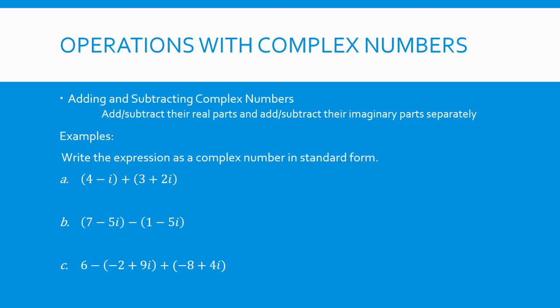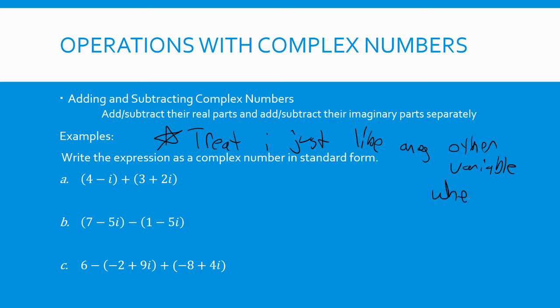The best part about these operations with complex numbers, we treat them just like any other variable. Treat i just like any other variable. When adding and subtracting, there's one difference when multiplying, we'll get there. But when adding and subtracting, treat it like any other variable.